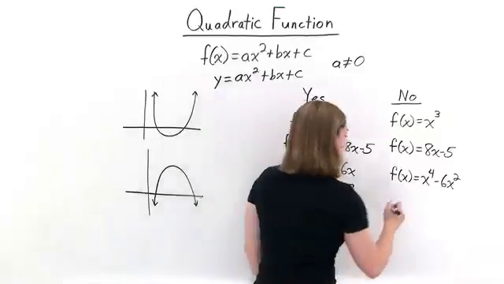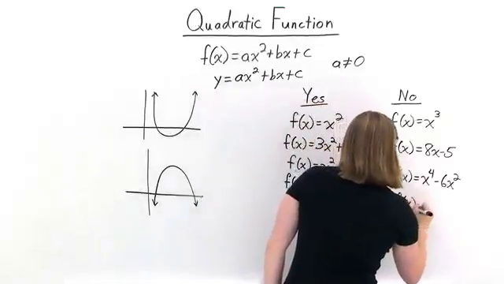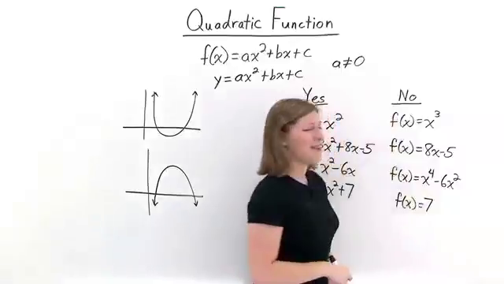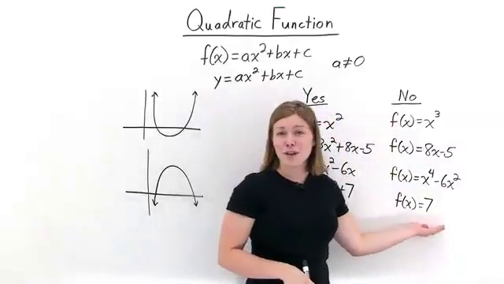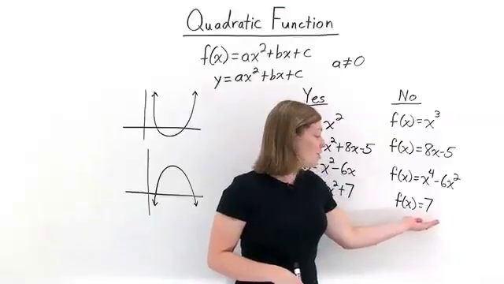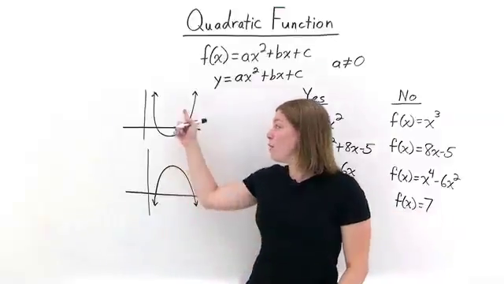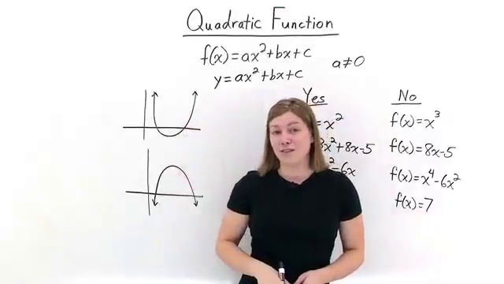Let's look at one more. f(x) equals 7. Now this one's not even close to being a quadratic function. There's no x term in here at all. We're just looking at a line. It won't come close to looking like either one of these graphs.